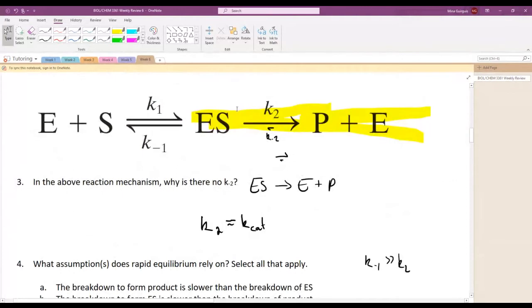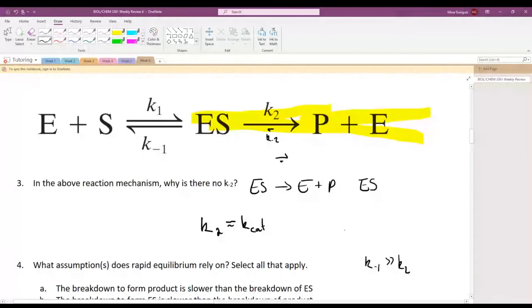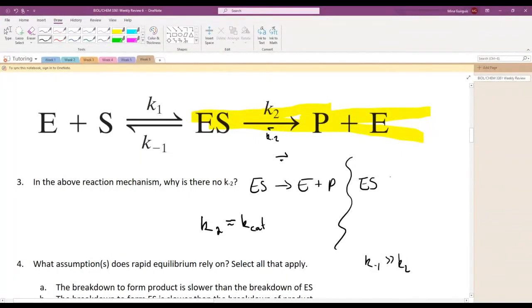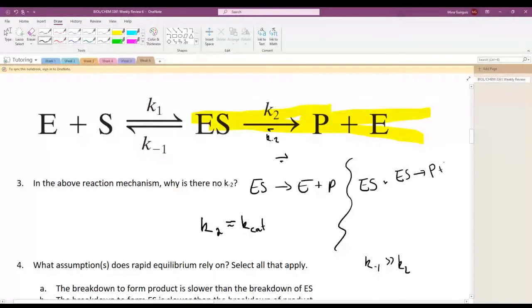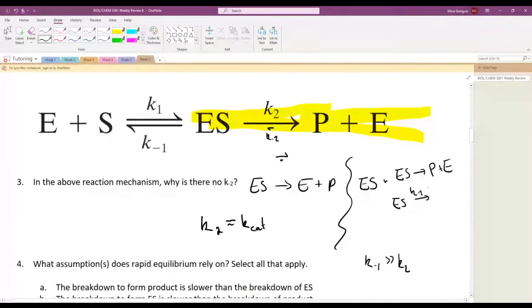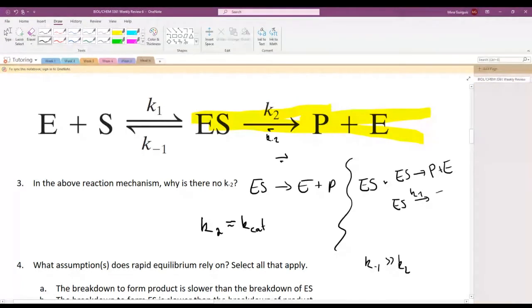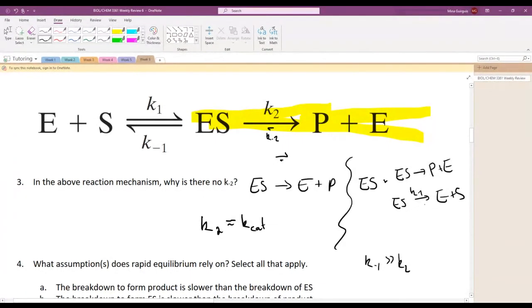So if I were to write about ES, I'm just going to do that so we have some room to work. ES has two choices. It can either do the K2 reaction to form product plus E, or ES can do the K-1 reaction. And I'm not drawing double arrows since I'm only talking about this with respect to ES, but those are obviously still there. So since this enzyme substrate complex has both of these choices, rapid and steady state equilibrium rely on the difference between these two choices. And let me fill in K2 because I left that out.